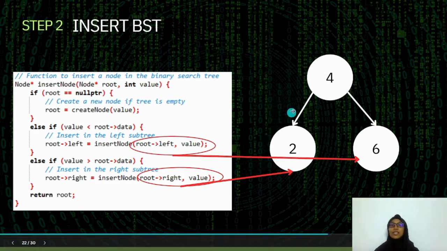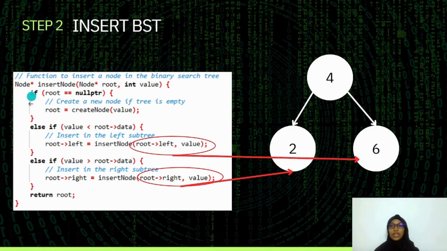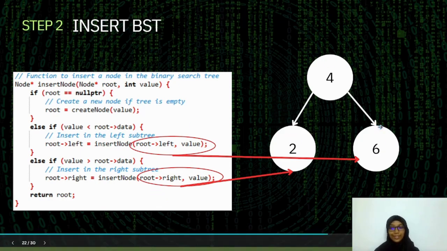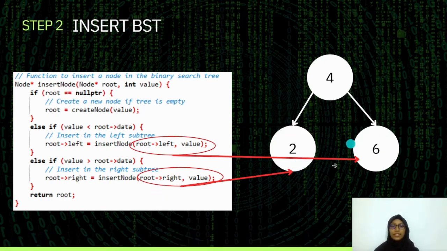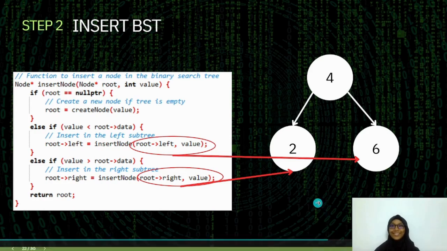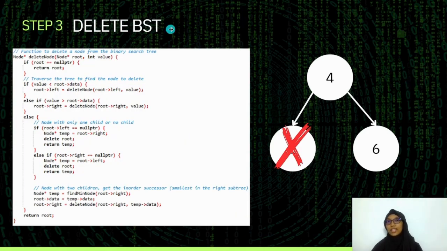Let's say I want to insert 6. It will check the last else if, which is insert in the right subtree. For the right, we compare: 6 is more than the root, which is 4. It will go to the right part. And the binary search tree will look like this. This is the root, this is the left child node, and this is the right child node. Understand, right?